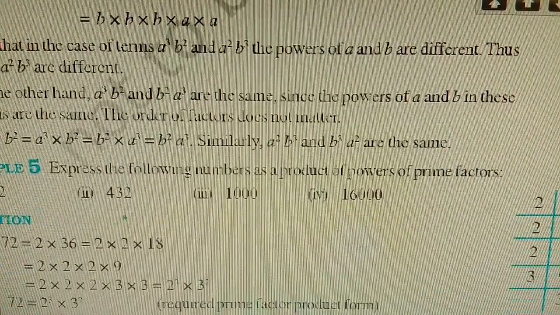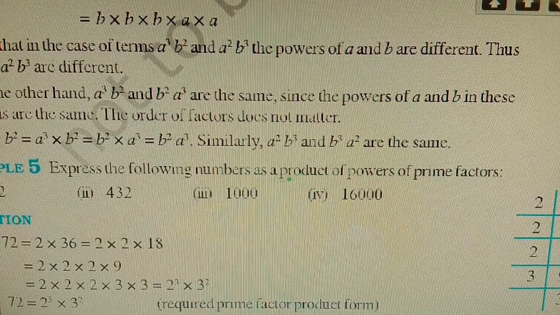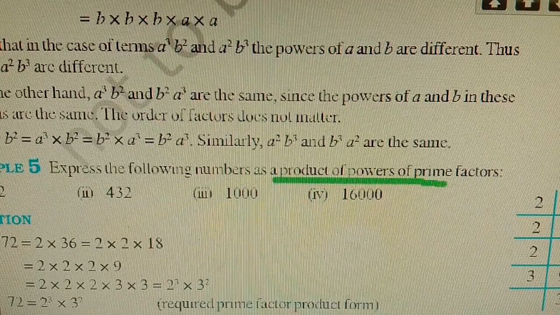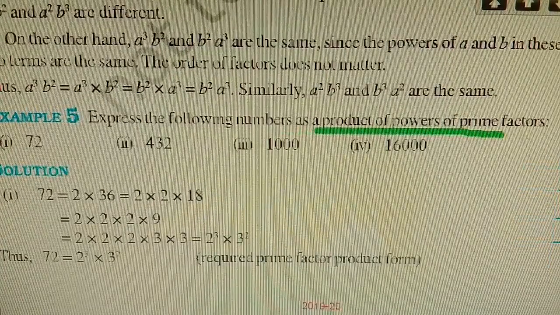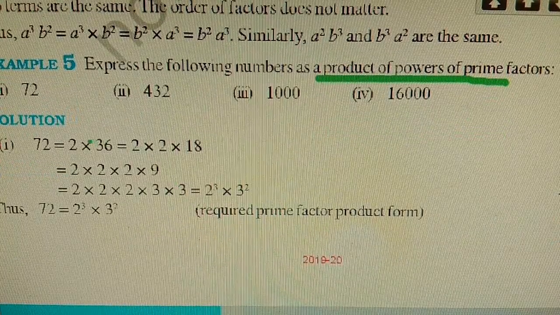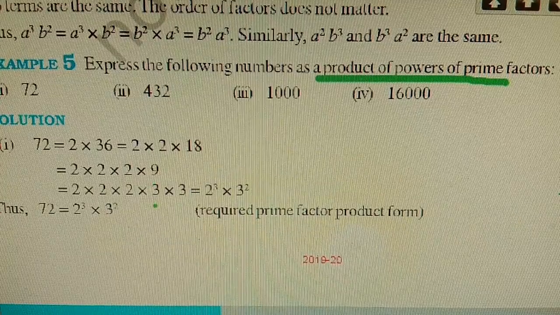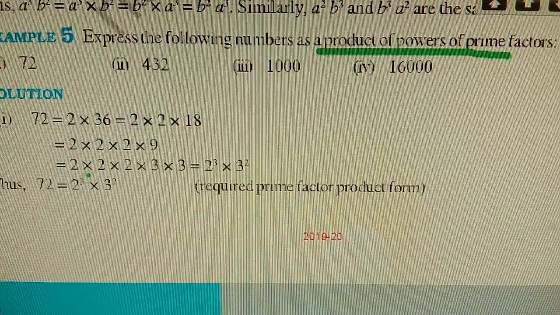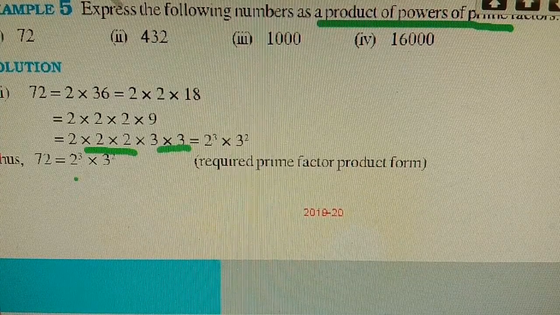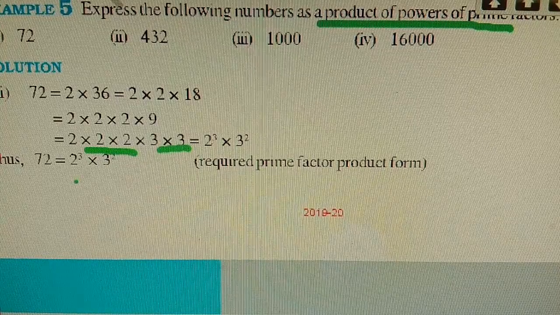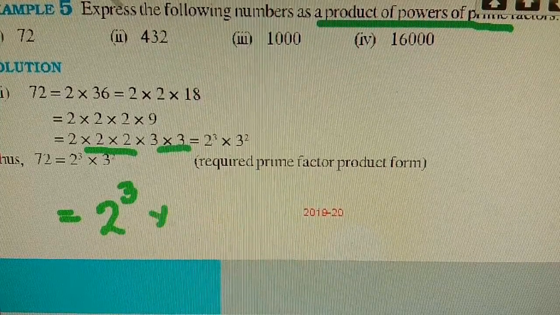Okay, now in the same way we can see some more questions. Here in all the questions we need to find this: write these numbers as a product of powers of prime factors. Here we can see the number 72, that is 2 times 36, then 36 once more we divide as 2 and 18, then that 18 as 2 and 9, that 9 as 3 and 3. So here we can see 2 multiplied 3 times and 3 two times. So 72 is equal to 2 to the power of 3 into 3 square. We can see 72 as 2 to the power of 3 times 3 square.